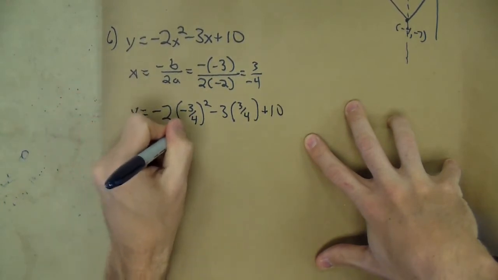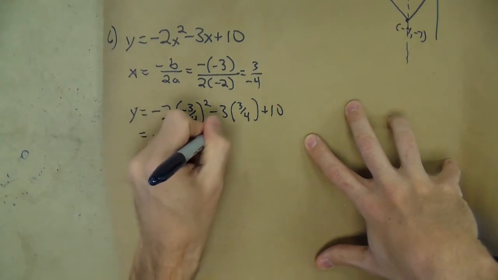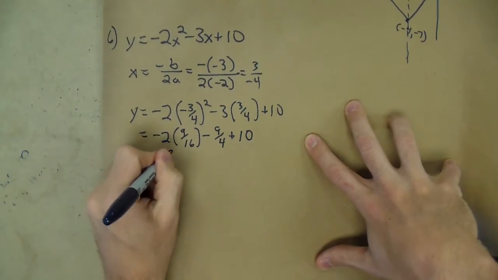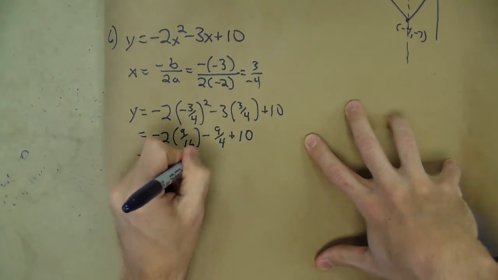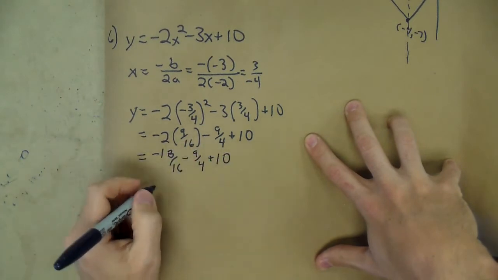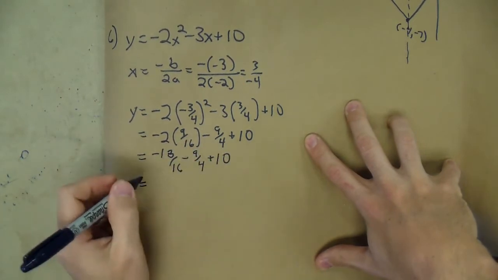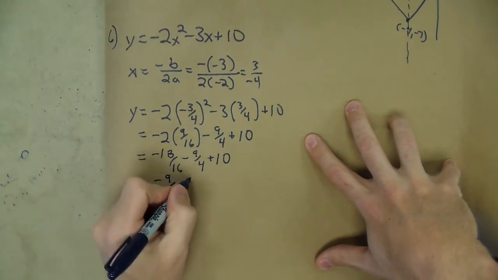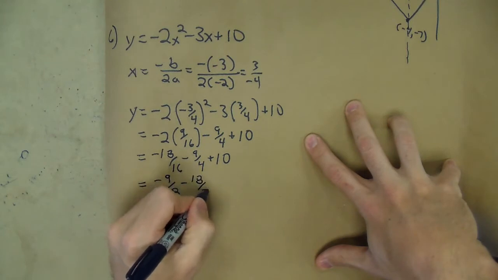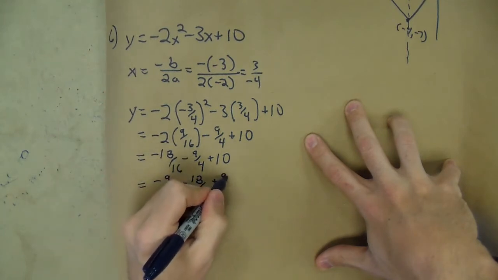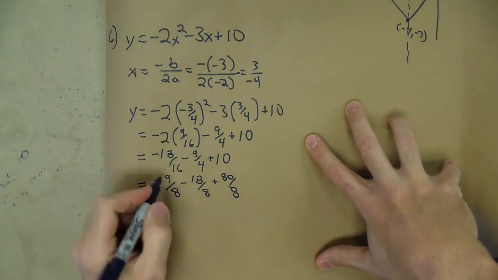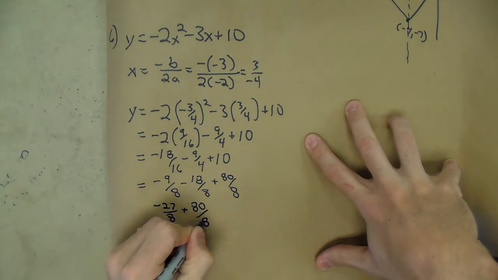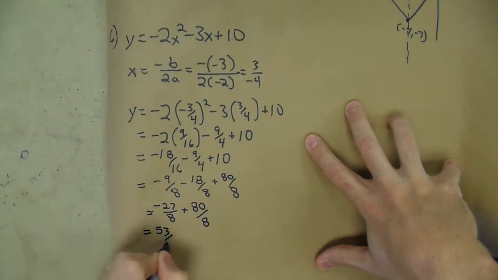We have negative 2 times 9/16 minus 9/4 plus 10. We have negative 18/16 minus 9/4 plus 10. I'm going to make them all have a denominator of 8, because I can reduce this and make it negative 9 over 8, which becomes the next one, negative 18 over 8, and then plus 80 over 8. So 9 and 18 together are negative 27 over 8. With a positive 80 over 8, we get 53 over 8.